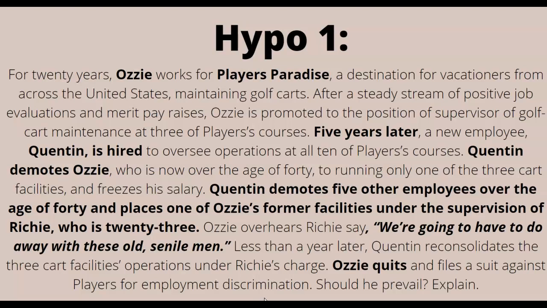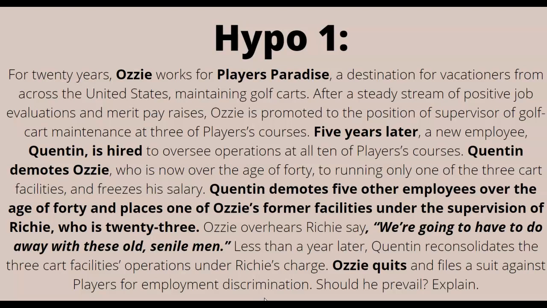That might be a defense that Players Paradise would want to present. Yes, this happened to 5 other employees over the age of 40. This also happened to 6 other employees under the age of 40. Another defense would be, well, Quentin is 38 and Ozzie is 42. There's not a really big age difference between Quentin and Ozzie. So that could be another issue that could be raised by the defense.